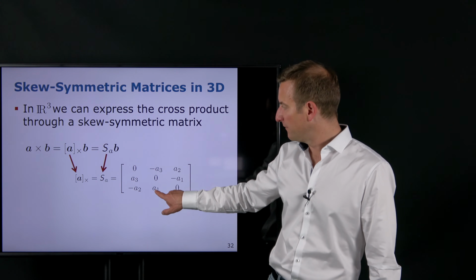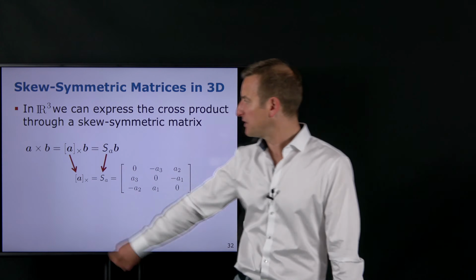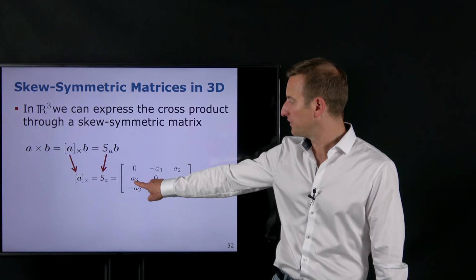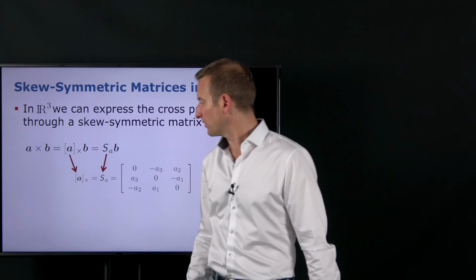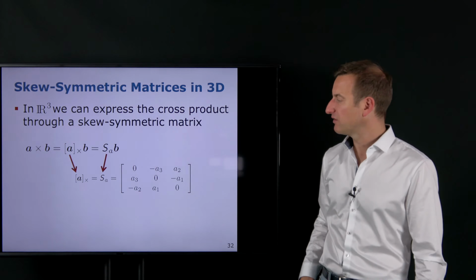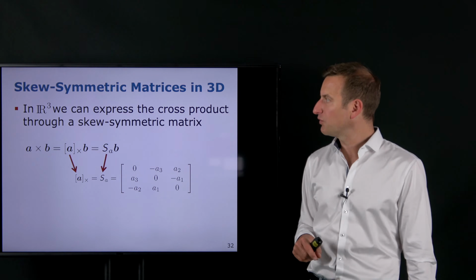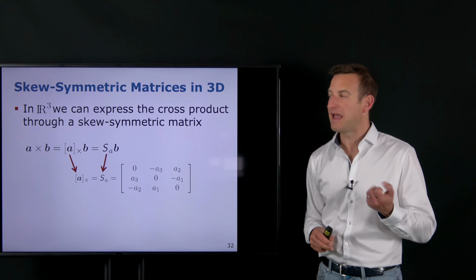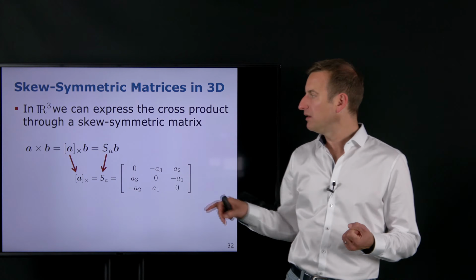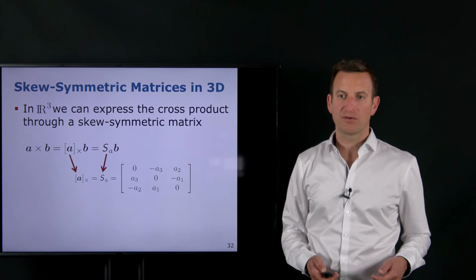So this is the first dimension of this vector A. This is the second dimension of this vector A. And this is the third dimension of this vector A. And if I define my matrix S in this form, so using the vector A to define this skew-symmetric matrix, then the product of S_A times B is exactly the same as the cross product of the two vectors.